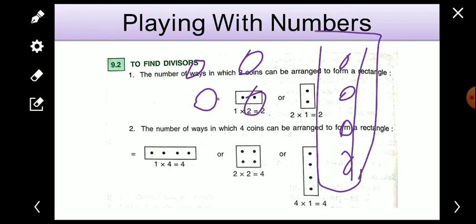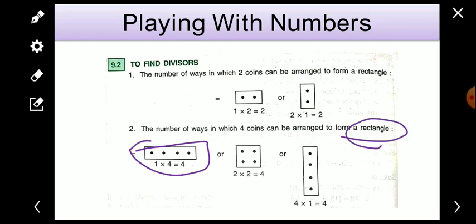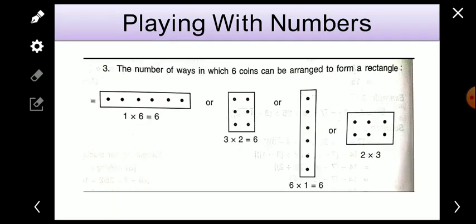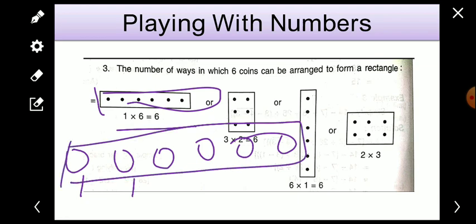So like this we can arrange the given number of coins in a rectangular form. These are forming a rectangle. A few more examples: suppose that 6 are given. Then how can we arrange? 1 in each column: one in the first column, then second, third, fourth, fifth, and sixth column. It means 1 into 6. Like this we can arrange.